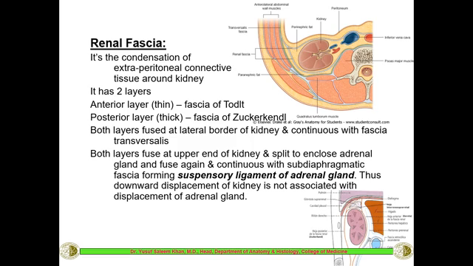So this is the arrangement of the renal fascia. Laterally it continues into the transversalis fascia. The anterior and posterior layers meet each other and continue into the transversalis fascia. Superiorly also they meet each other at the upper pole of the kidney, then split and cover the suprarenal gland and go up to the diaphragm, and then they form the suspensory ligament of the suprarenal gland, or the adrenal gland.